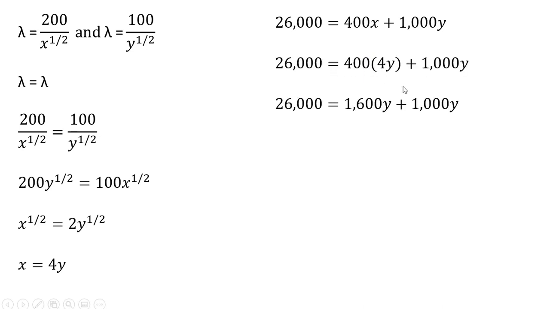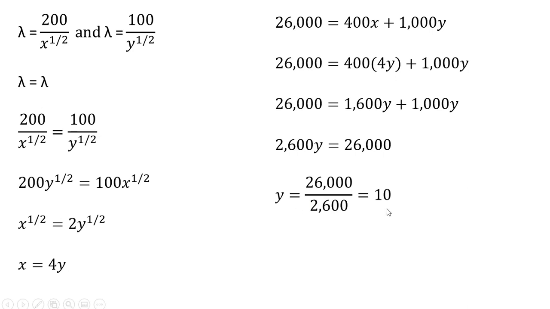Simplifying the right-hand side. Simplifying some more, dividing through by 2,600, y equals 10. And since x equals 4 times y, x equals 40. So this company will buy 40 billboard ads in Utah and 10 billboard ads in Nevada. Okay, I'll stop here.